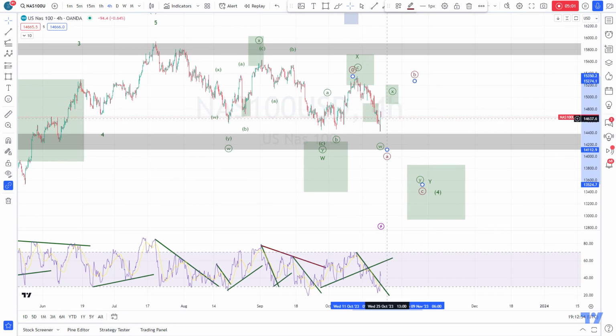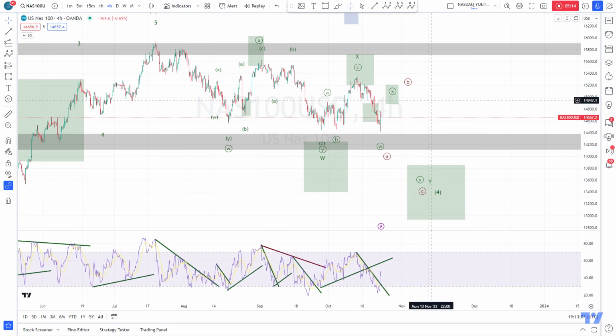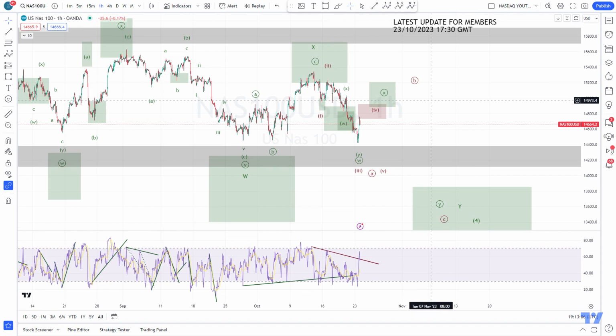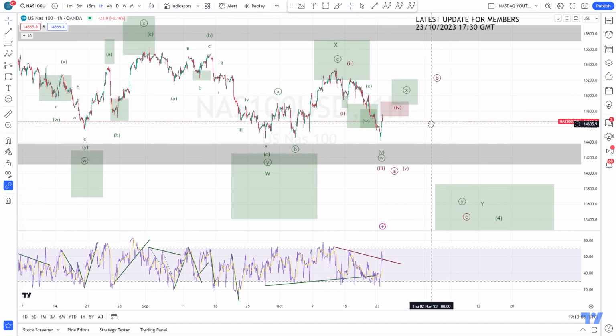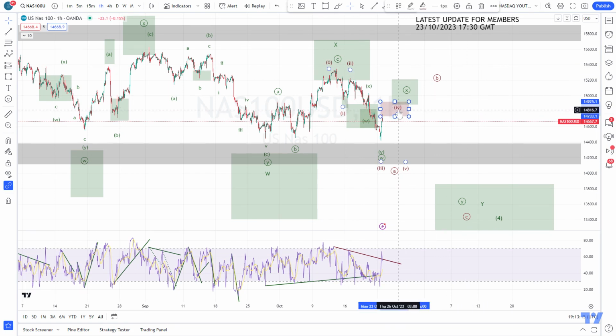And then that would mean that we can get here an A, B, C structure. So the wave Y unfolding as an A, B, C instead of a W, X, Y. That's also a possibility. So if we look then at the 1 hour structure or the 1 hour chart, what's the difference? Well, here we are at wave 4 area for the scenario in red, the A, B, C.